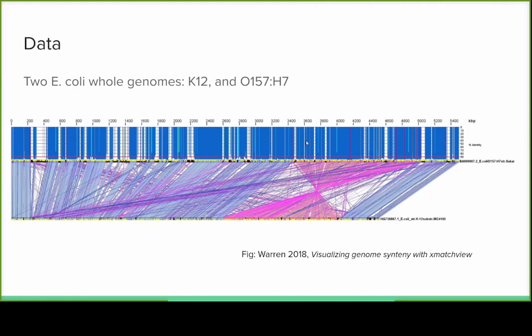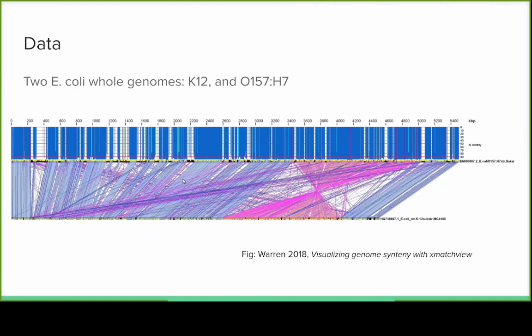Here I'm showing you a synthetic visualization from a nice paper from 2018, where they plot the K12 genome on the bottom and O157 on top. You notice that they are different lengths. K12 is roughly 4.5 megabases, and the other strain is 5.4 megabases. What I find interesting between those two is a large insertion of more than a megabase. So the immediate question is, will the pangenome graph reflect this insertion or not?